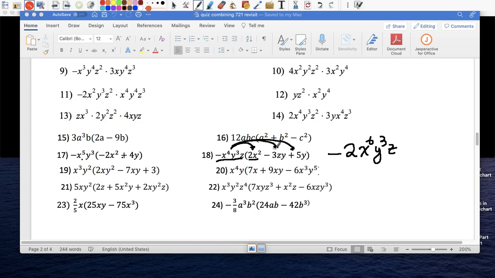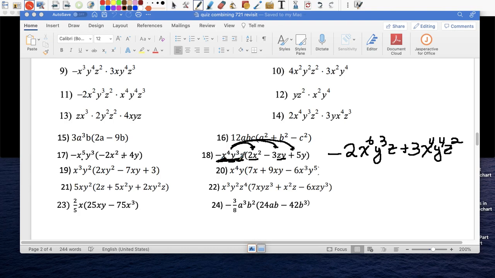Second, negative times a negative is a positive. Again, it's 3 times this invisible 1 gives me 3. Let's see, x to the 4th here, right? x to the 4th, and there's no x here, so x to the 4th is just x to the 4th. Y cubed times this y over here, it's going to be y to the 4th. And then there's a z here and a z here. Z times z, z to the 2nd power.